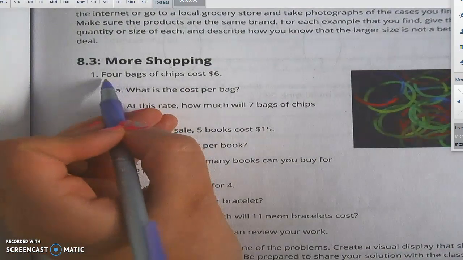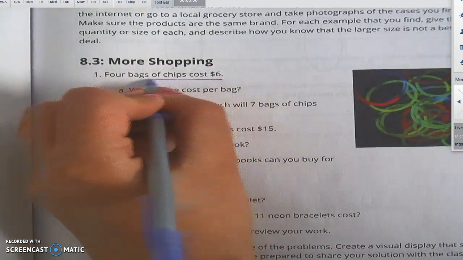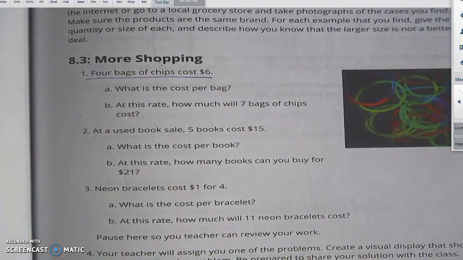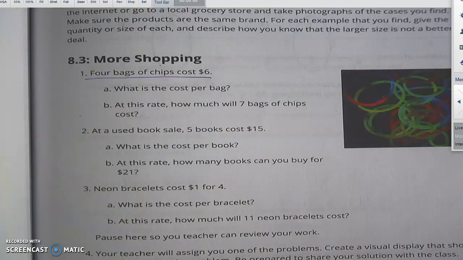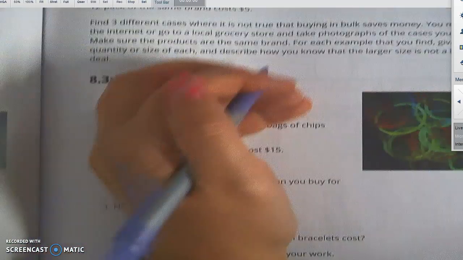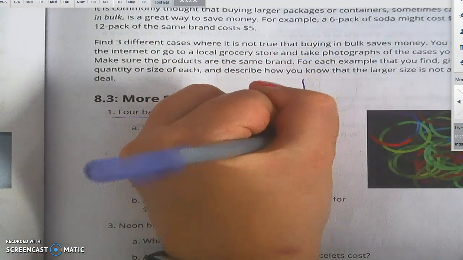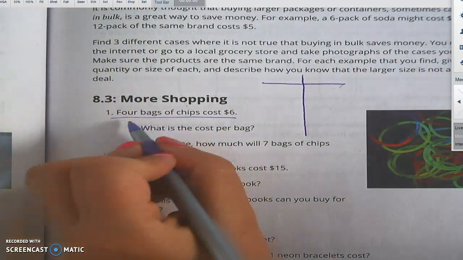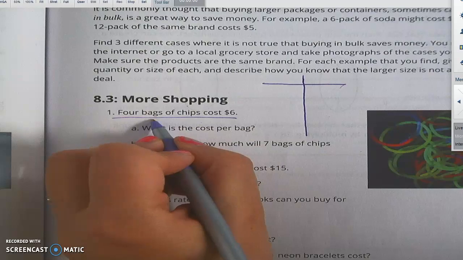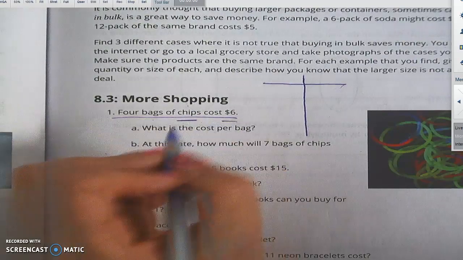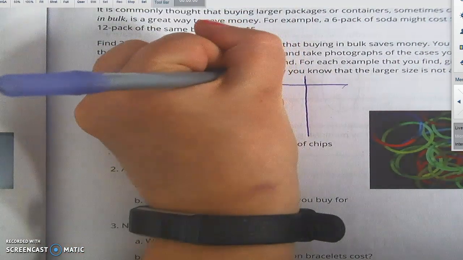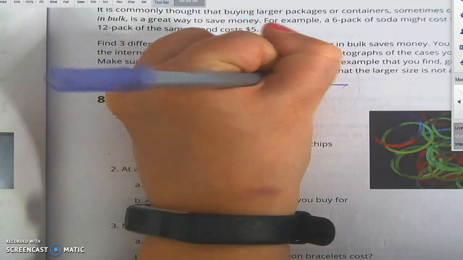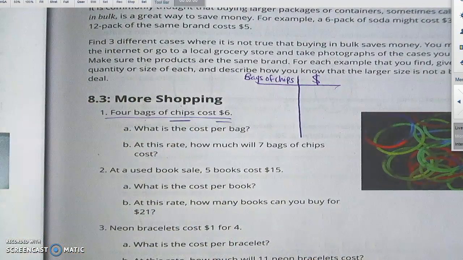So this says 4 bags of chips cost $6. I do want you to copy this down, and I might have you pause and try part of it on your own. But we're going to make a table, also known sometimes as a T-chart. My 2 things that I'm dealing with are bags of chips and the number of dollars. So I'm going to do bags of chips and my dollars.